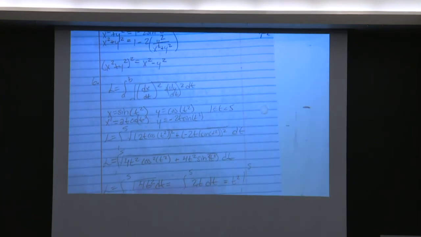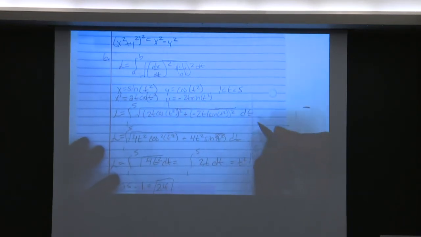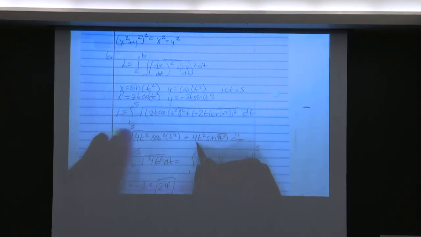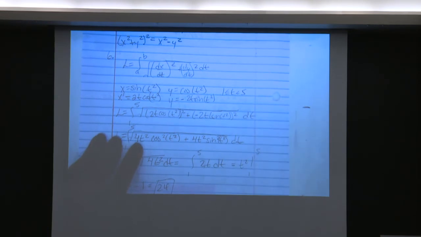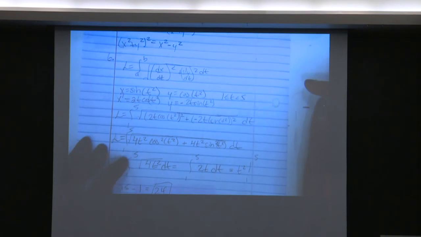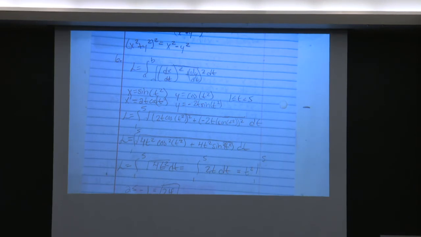From my identity, I know that both of these share 4t squared. So if I pull that out, then I just have cosine squared plus sine squared, and that equals 1. So then it'd be 4t squared times 1. Any other questions? All right, so we're going to move on to number 7.